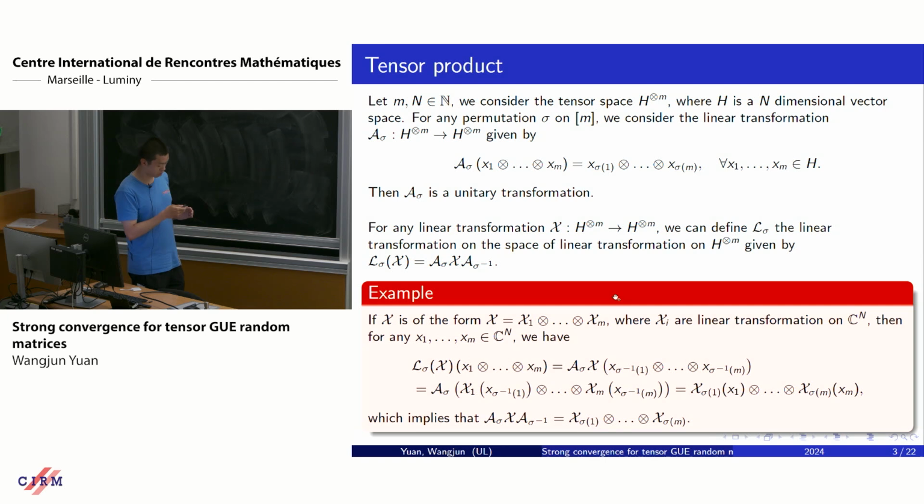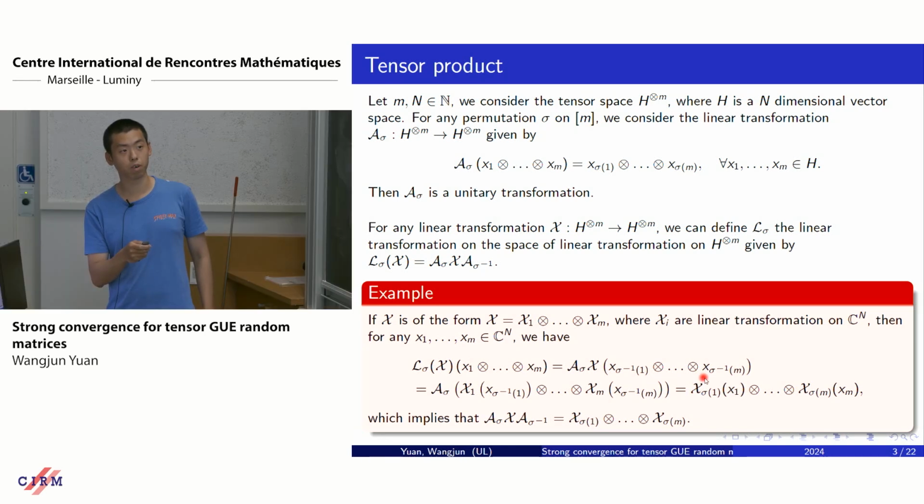In order to understand this notation well, let's consider an example of a simple transformation X. Suppose that X is of this form, X1 tensor X2 tensor until Xm, where the Xi are linear transformations on Cn. That is, it is a linear transformation on each copy of the tensor space. Then for any x1, x2 to xm, which are n-dimensional complex vectors, consider L sigma of X acting on the tensor of x1 to xm. By the definition, we first apply A sigma inverse to this tensor of vectors. What we have is x of sigma inverse 1, tensor x of sigma inverse 2, until the last one, x of sigma inverse of m.